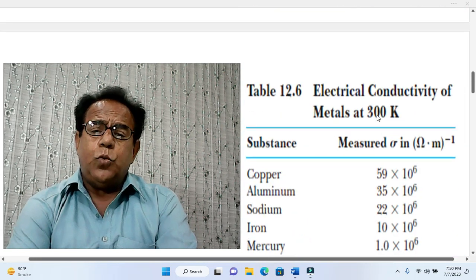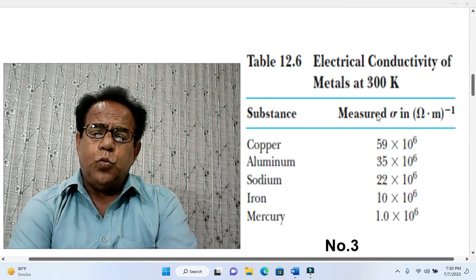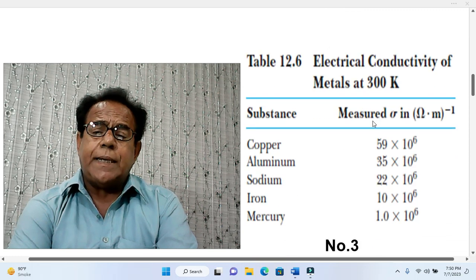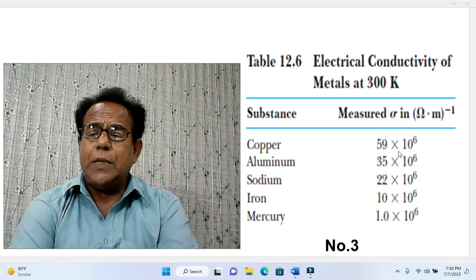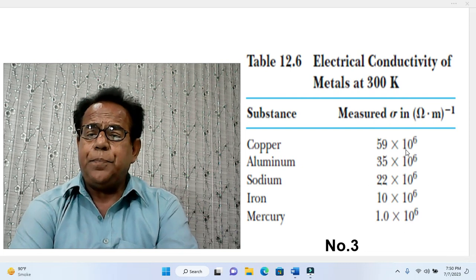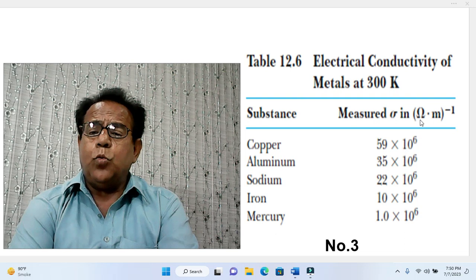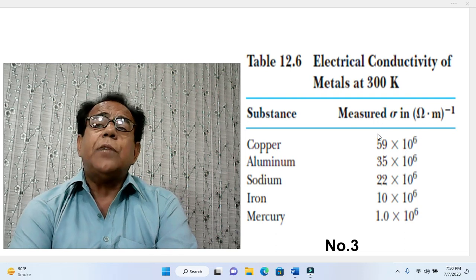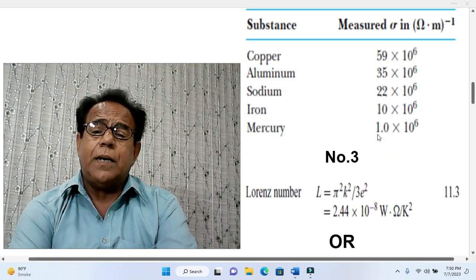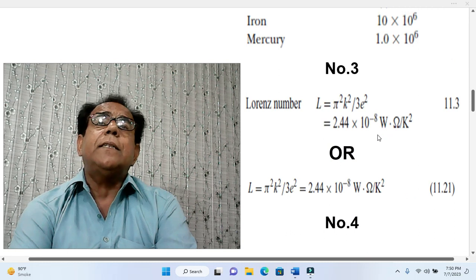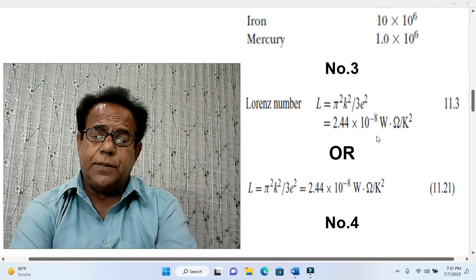Now, in table number 2, the electrical conductivity of copper has been given as 59 into 10 to power 6 per ohm per meter. This value is also given in the statement, but if not given in the statement, we can take this value from tables.